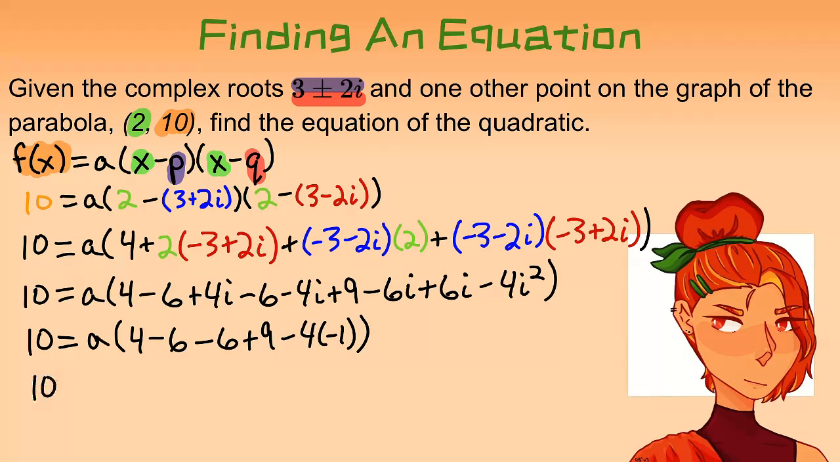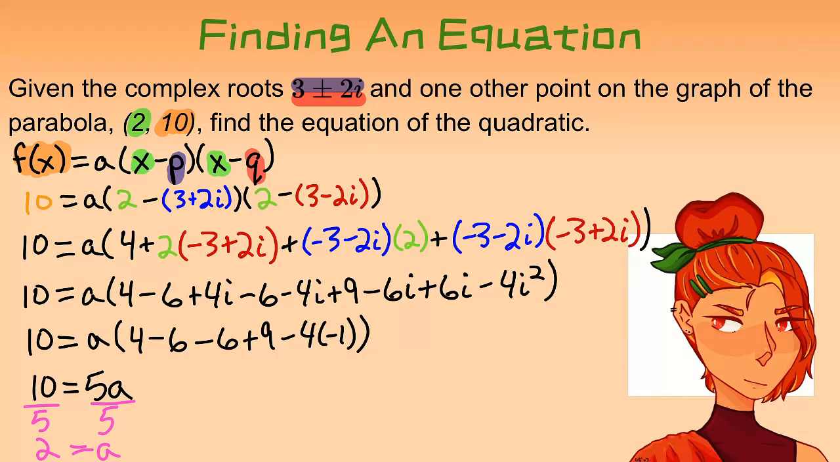So now we have 10 is equal to a times, actually, let's just do the order differently here. So this is going to be 4 minus 6. That's negative 2. Negative 2 minus 6 is negative 8. Negative 8 plus 9, that's 1. And then negative 4 times negative 1 is positive 4. So we have 1 plus 4 is 5. So this is 5a. Dividing by 5, a is equal to 2.